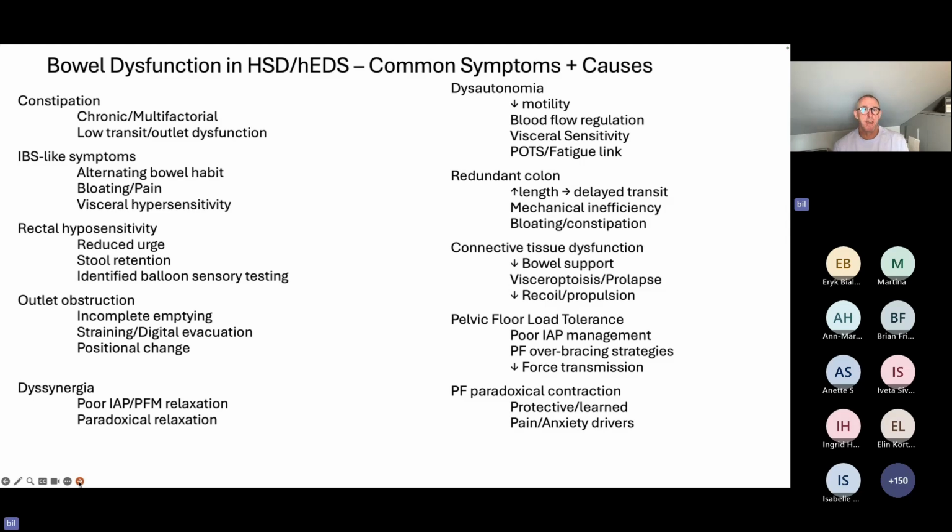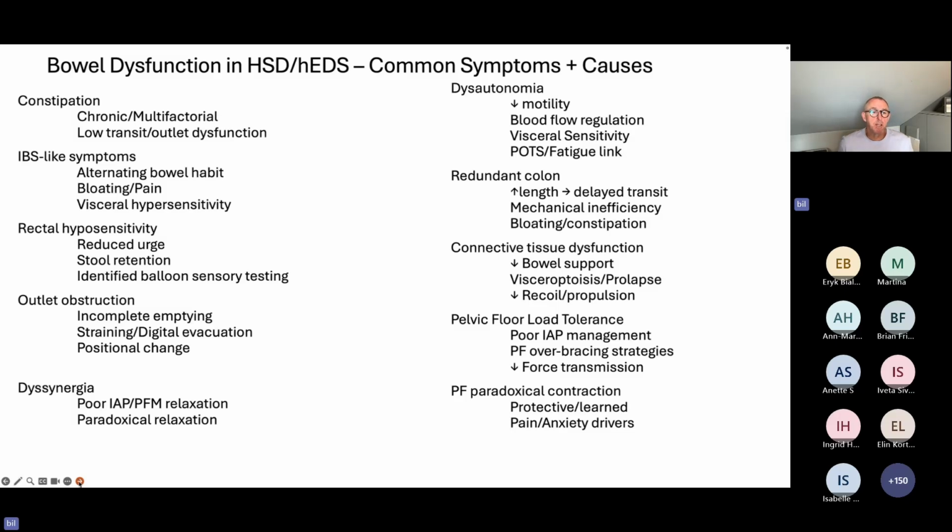So bowel dysfunction in HSD and hEDS, common symptoms or causes are things like constipation, which is chronic and multifactorial, with slow transit time and outlet dysfunction, so maybe like prolapse or rectocele. IBS-like symptoms, where you have alternating bowel habits, bloating, pain, constipation, then diarrhea. Visceral hypersensitivity, so they don't like their abdomen being touched. Their organs seem very sensitive to palpation externally. You can get rectal hyposensitivity, where they have reduced urge with stool retention, and we have to identify it using balloon sensory testing.